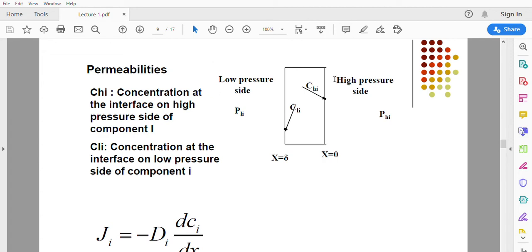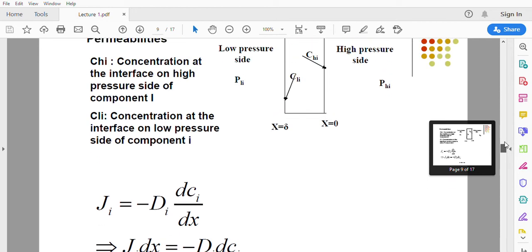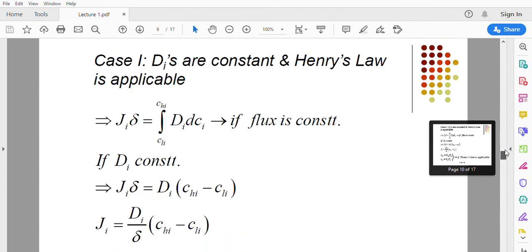Okay, so this diagram shows the working of membrane based gas separation. Now here it is written, Chi is the concentration at the interface on the high pressure side of component I, and CLI is the concentration at the interface on the low pressure side for component I.